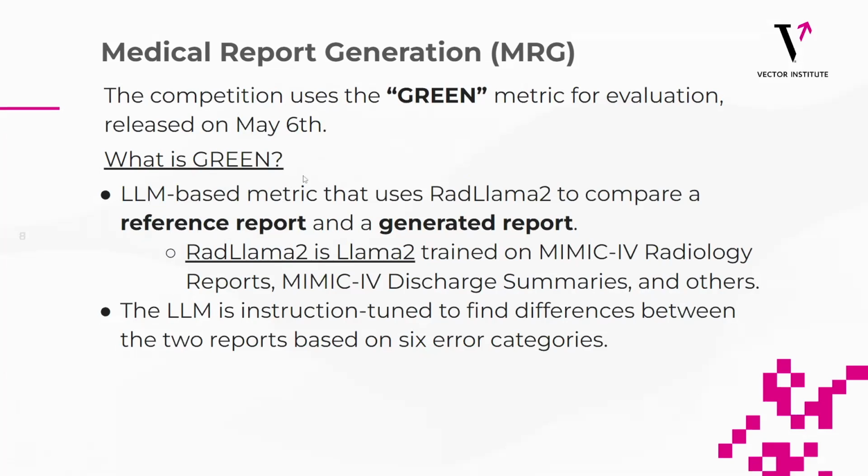GREEN is basically an LLM-based metric, so it uses RadLlama, and it compares a reference report and the generated report. A reference report is basically just the ground truth that they are providing in the dataset. RadLlama is basically Llama pre-trained on X-ray reports and some other medical reporting. Then it's instruction tuned to find differences between the reference report and the generated report across 6 categories. We'll go across those categories, but it was instruction tuned, and they used GPT-4 as the ground truth for the instruction tuning.